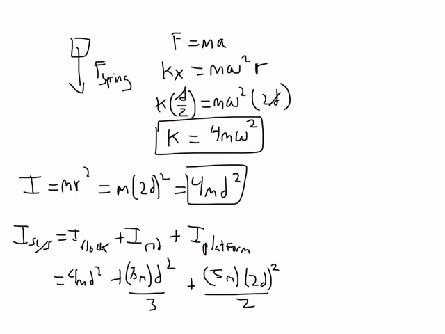Right? These 3's will cancel. This 2 will cancel one of those 2's, so we just get a factor of 2 not squared. So we get 4 from here, 1 from there, and 10 from this term, all times md squared, which is then 15 md squared. And that's the total moment of inertia of this whole rotating thing.